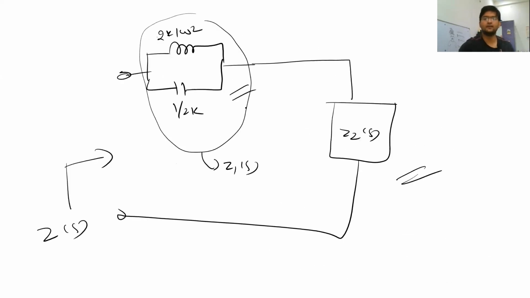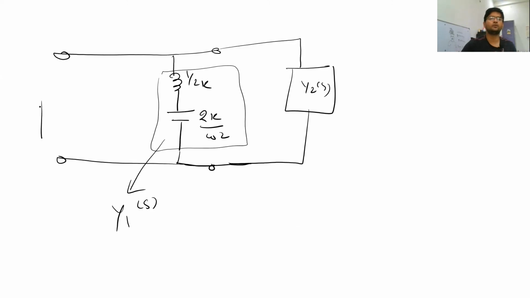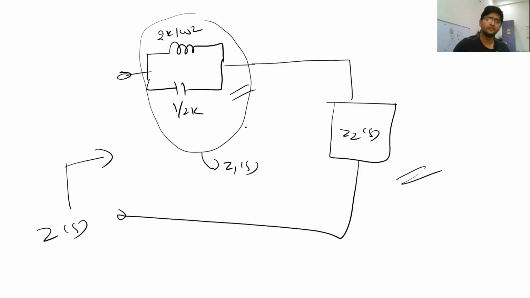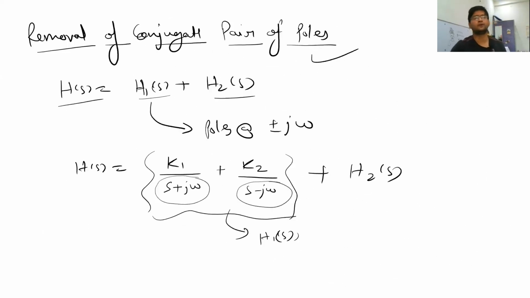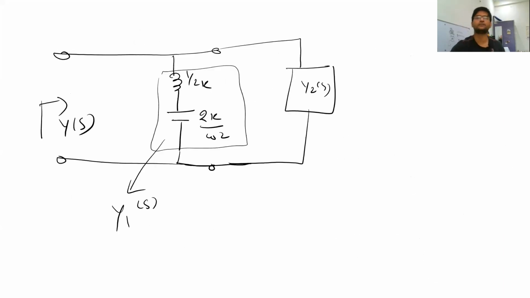Like it is given here, Y1s is in parallel with Y2s. And the combination of these two, what will you get? You will get your Ys. So clear? I think I made it very clear that this is how you will remove a conjugate pair of poles from any given network function, whether it is in the form of impedance function or in the form of admittance function, right? So this is how you will do it.